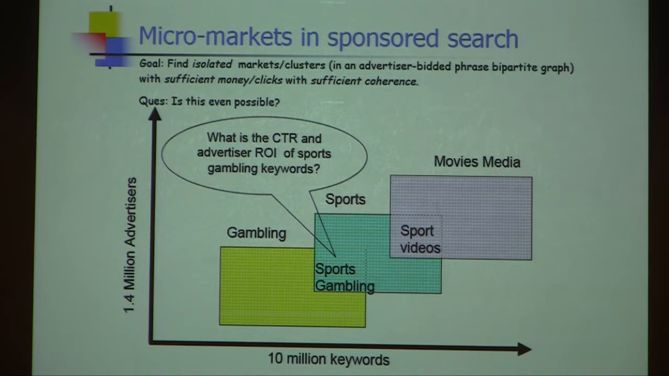What's usually not asked is, is this even possible? I mean, can you test the hypothesis that the world looks like this? That there's a gambling cluster and a sports cluster, and maybe there's an intersection of sports gambling. That's what I want to pull out, because that's relatively high revenue terms. All right? So the tools that I'll be talking about today, you can think of them as tools that will allow you to ask this question, and test the hypothesis that the world looks like this.